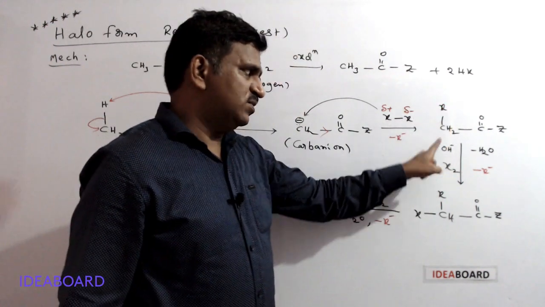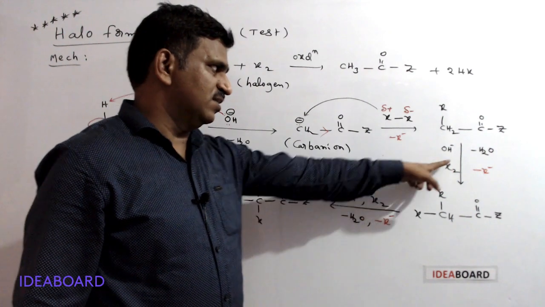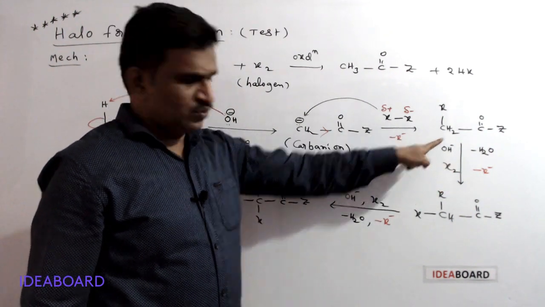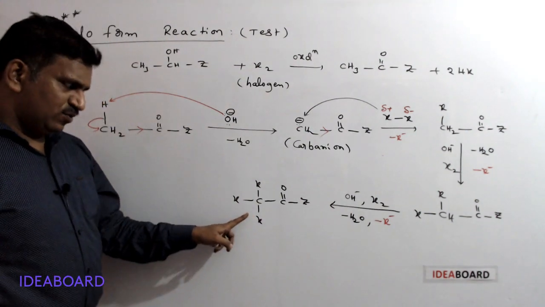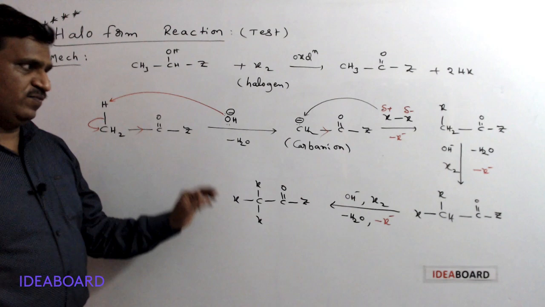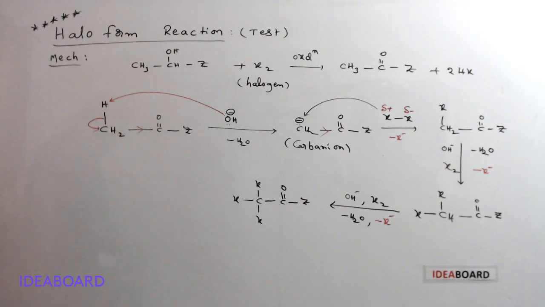Again the same process occurs, and the process is repeated. I wrote it two times because we have two more hydrogens. So the process is repeated to get the trihalo compound now. Okay, this is the first step. Please remember.